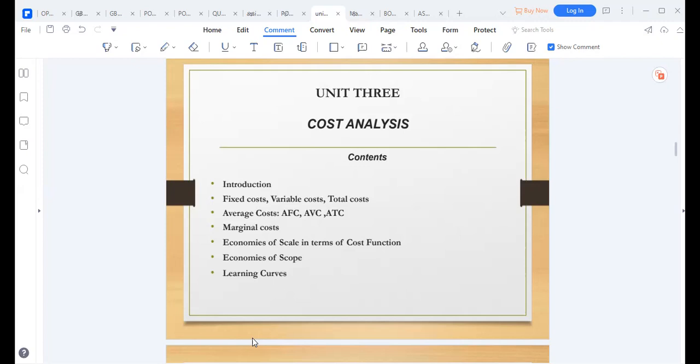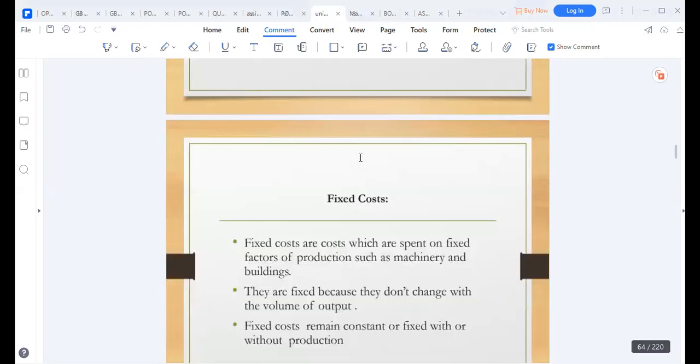Then finally, we have the marginal costs, which are additional costs incurred when producing one additional unit of a good or service. So this marginal cost will help us make decisions about production, because every additional unit we're going to produce in a firm will incur a certain cost. So these are very essential to understand under cost analysis.